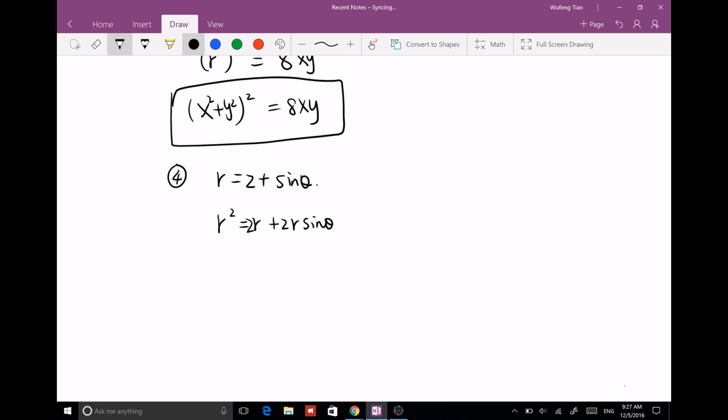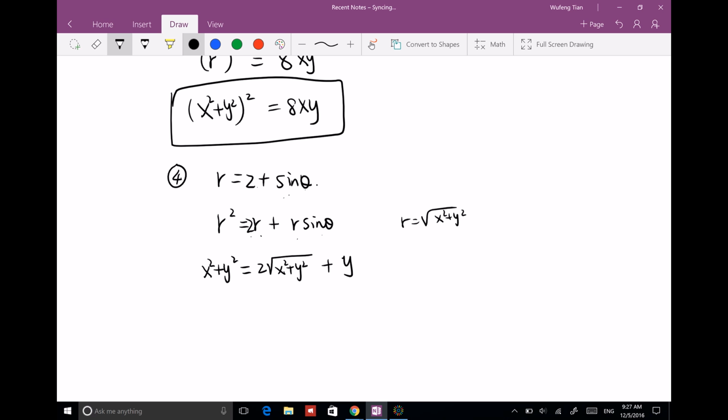Okay. And then you get x squared plus y squared equals 2r plus, oh, I don't have y. So it's just y. 2r is 2 times the square root of x squared plus y squared, because r equals the square root of x squared plus y squared. It's 2 plus sine theta, so 2 times r is 2r, and r times sine theta is just y. Like this, right?